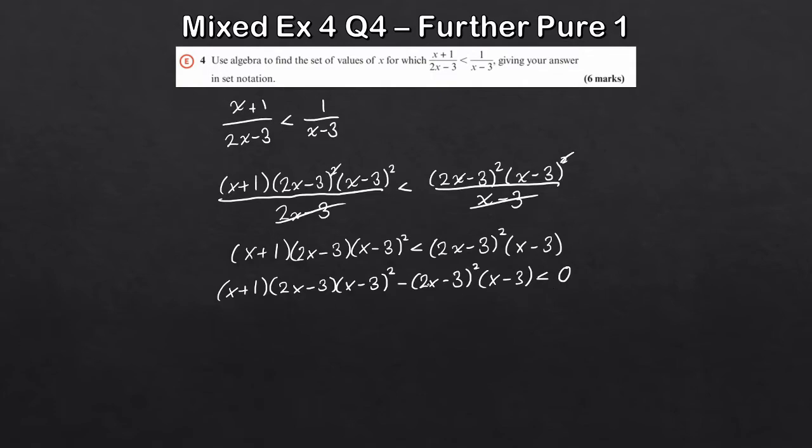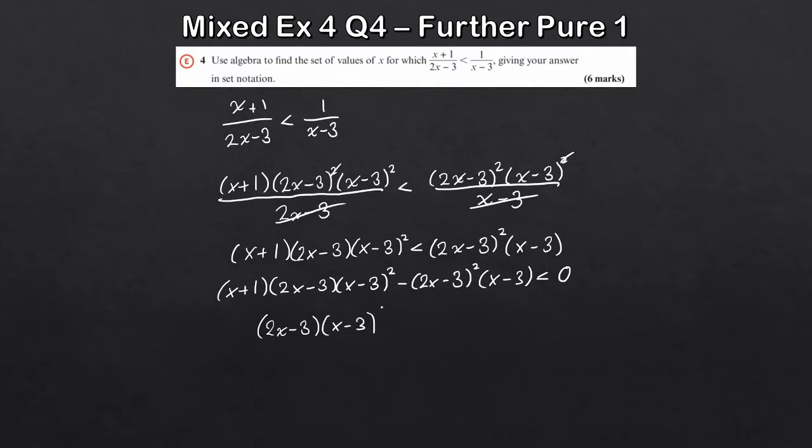Now at this stage, the best step to do, rather than trying to expand things, because things will get messy, is to just try and factorise. Have a look at what we've got across the full expression. I've only got 1 x plus 1 here, so I can't factorise that. I've got a 2x minus 3 and 2x minus 3 squared, and then x minus 3 squared and an x minus 3. So I can factorise 2x minus 3 and x minus 3, like so.